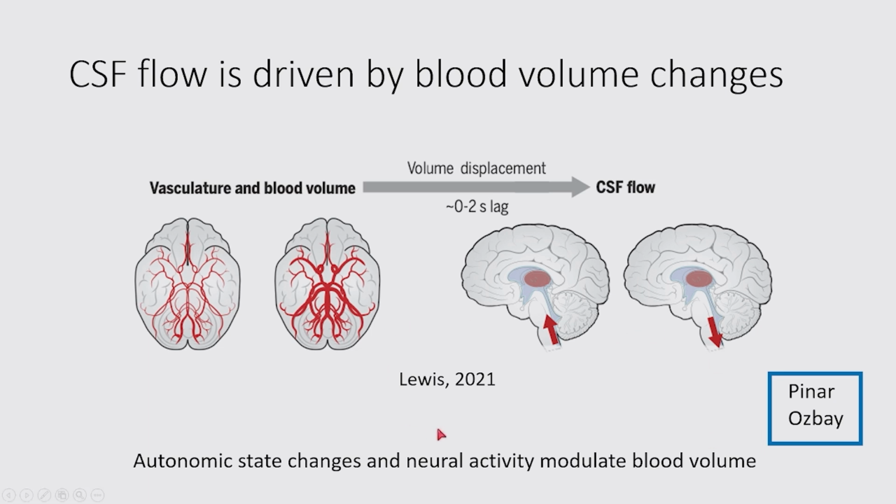In addition to neuronal activity, autonomic state has a really profound influence on the vasculature. And Pinar Osbe has done a bunch of really great work on this topic. She's going to talk next, so I'm not going to go into it. But essentially, both these autonomic and neuronal changes modulate the vasculature and thus can drive the CSF flow, which means that the brain actually has active control over the fluid that surrounds it.